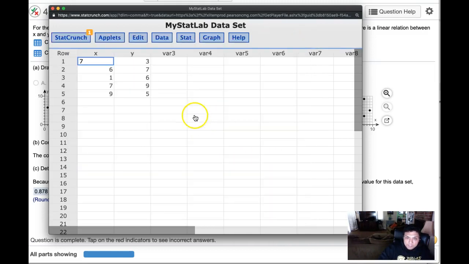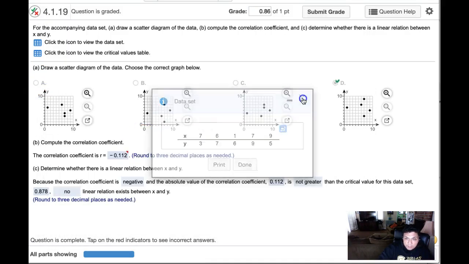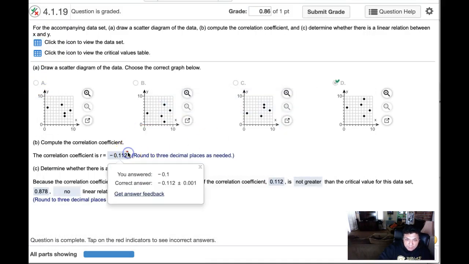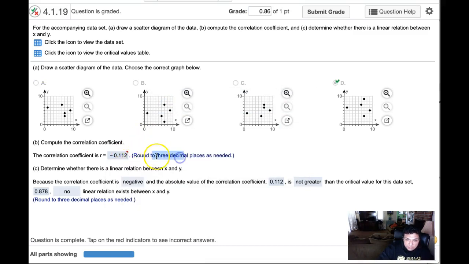And so we'll then verify that. I have negative 0.112 as your correlation coefficient. And so with that then, what you have here, I think it's just rounded to 3. Make sure you're always following the rounding conventions, 3 decimals. That's the answer.